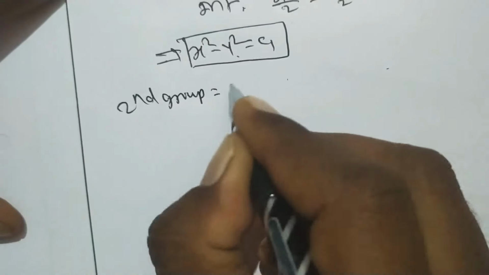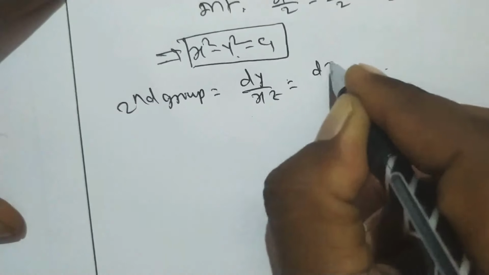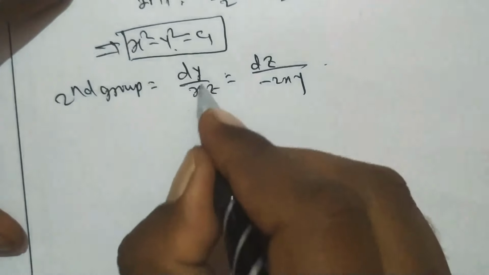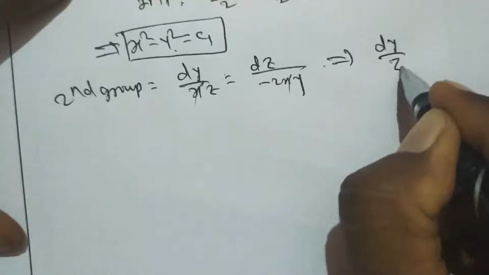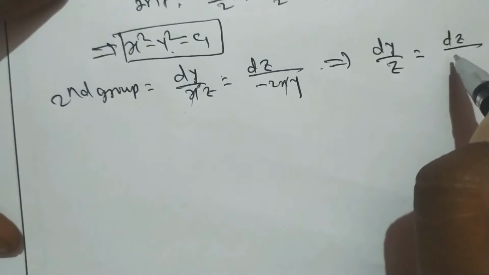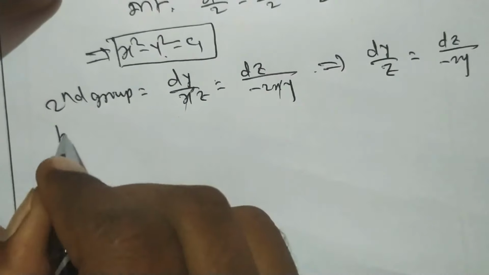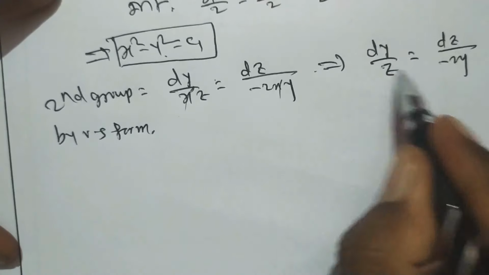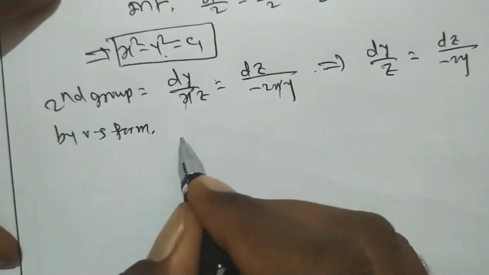The second group is dy upon xz is equal to dz upon minus 2xy. So this x gets cancelled. This can be written as dy upon z is equal to dz upon minus 2y. And how do we solve this differential equation? Again by variable separable form. So how do we separate the variables here? Write all terms of y on one side and all terms of z on the other side.